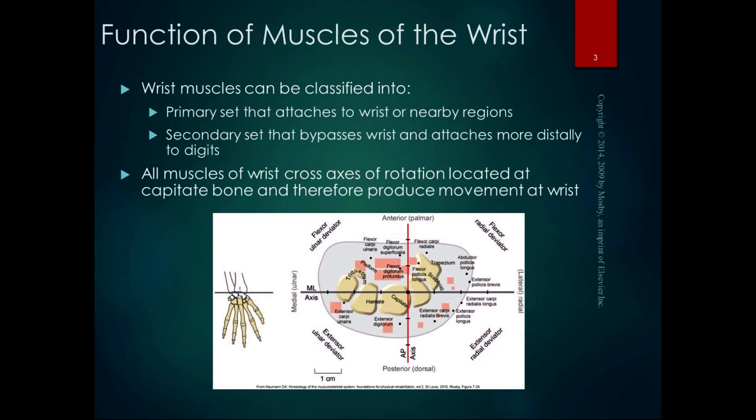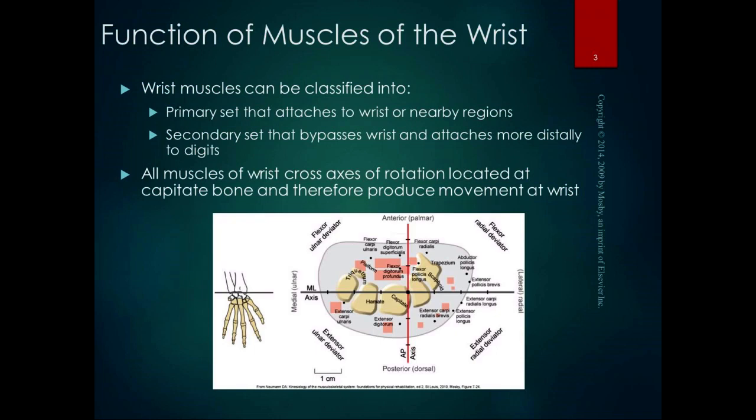So all the muscles of the wrist cross axes of rotation located at the capitate, and therefore they produce movement at the wrist. So you can have muscles that do flexion with a radial deviation tinge to it. You can have flexion with an ulnar deviation tinge to it. You can have extensors with radial deviation tinge and extensors with ulnar deviation tinge. So where they attach and where they're located with regard to the medial lateral and anterior posterior axis running through the capitate, that determines what their bias is going to be.